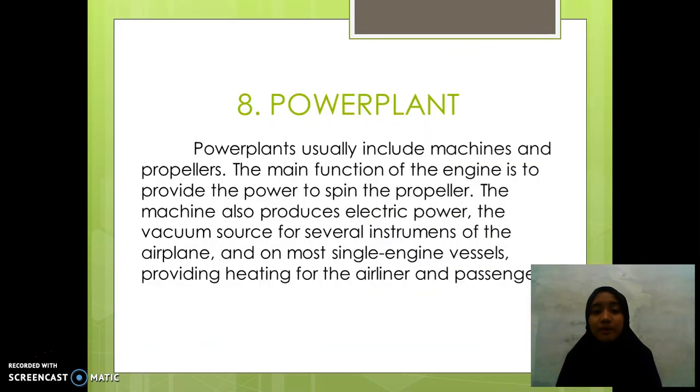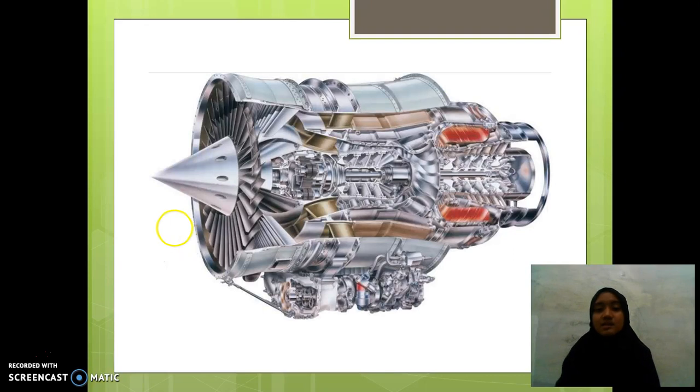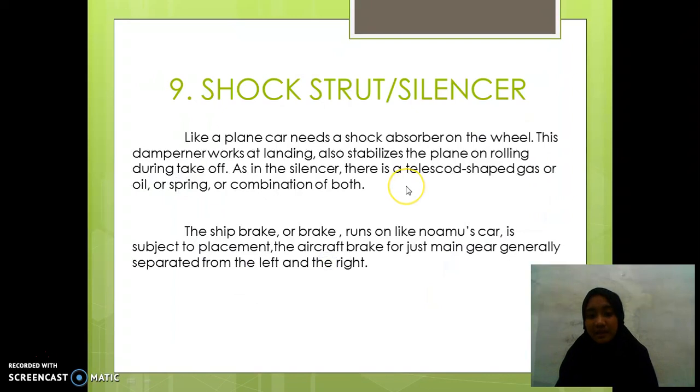Okay, next, power plant. Power plants usually include engines and propellers. The main function of the engine is to provide the power to spin the propeller. The engine also produces electric power, the vacuum source for several instruments of the airplane, and on most single-engine aircraft, provides heating for the pilot and passengers. And this is the picture of power plant.